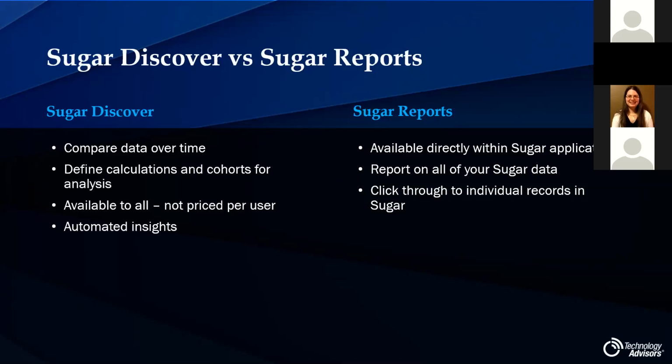Compared to Sugar Reports, which are obviously available directly within SugarCRM, although I think we're going to see on the roadmap getting some of that Discover data into Sugar as well. And within Sugar, you can report on all of your Sugar data. Again, Sugar Discover is going to start reading more and more data out of SugarCRM. And then clicking through to individual records, which Jake said you can do in Sugar Discover as well.